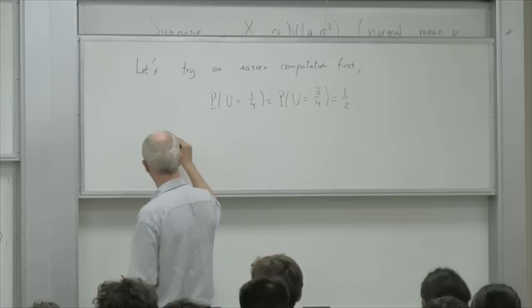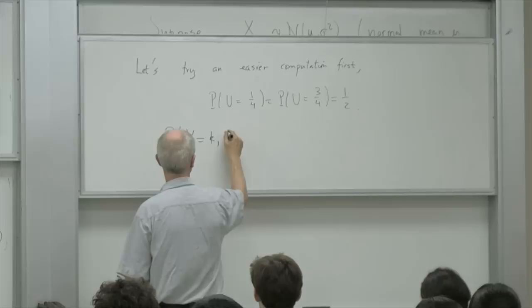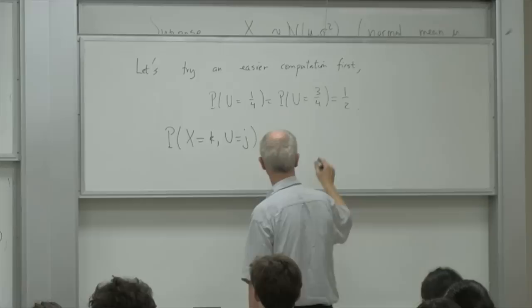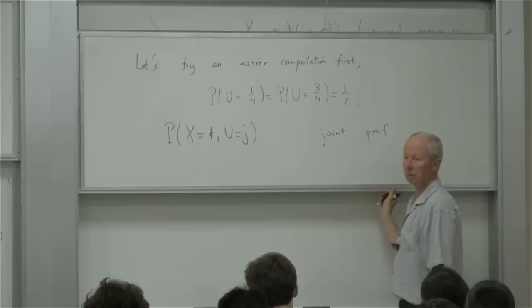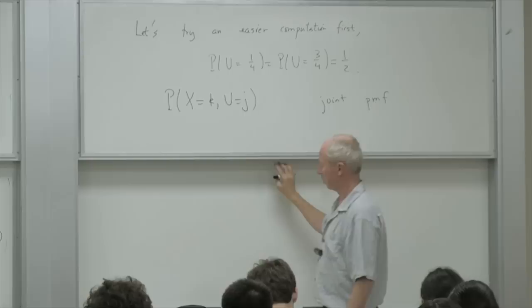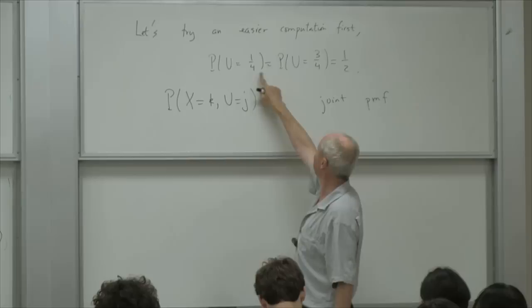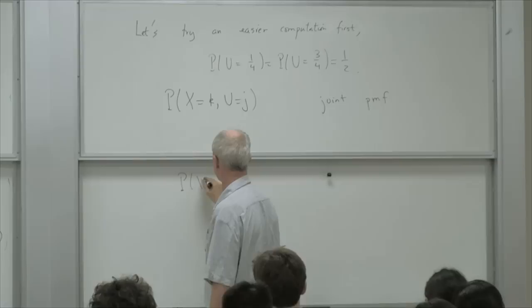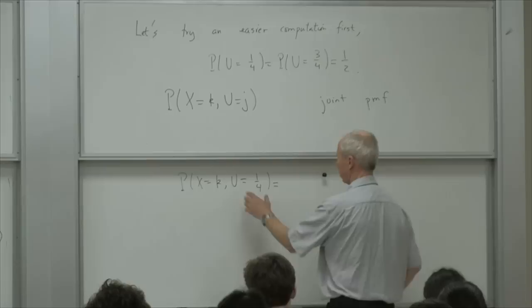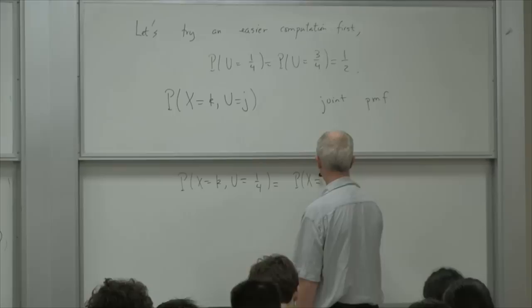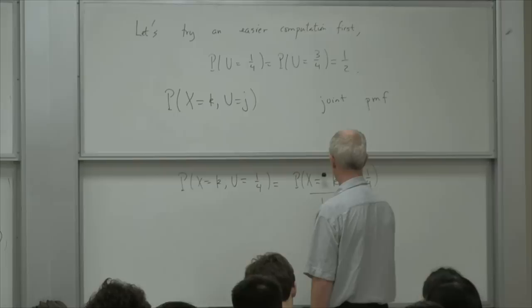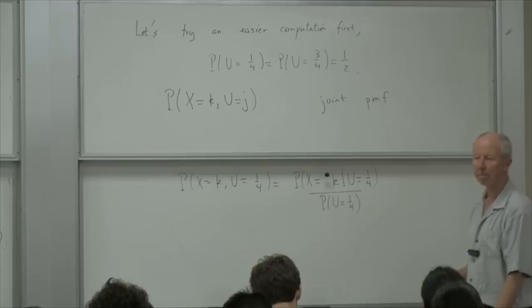We could look at now, in fact, the PMF. This would be the joint PMF. Well, what kind of values of U do we have to consider here? Just this one and this one. So let's start with this one. So what do we have here? Maybe we should write this in terms of conditional probabilities. It would look like that, right? Now, given that U is 1/4, what kind of distribution does X have?